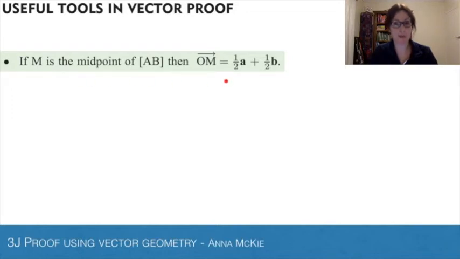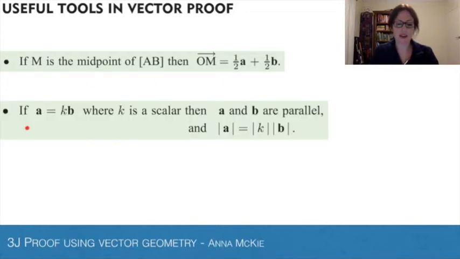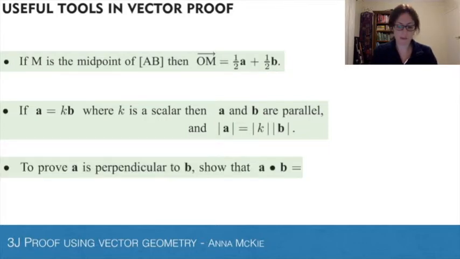Some useful tools in vector proof are some of these theorems. We've just proved the midpoint theorem there. The next one is if you have vector a and it's equal to some scalar of vector b, then two facts about that: if one vector is a multiple of the other one, then the only way that could happen is if they are parallel. The length, the modulus, of these will hold true.